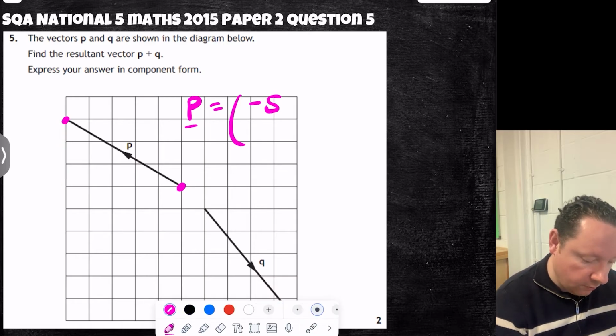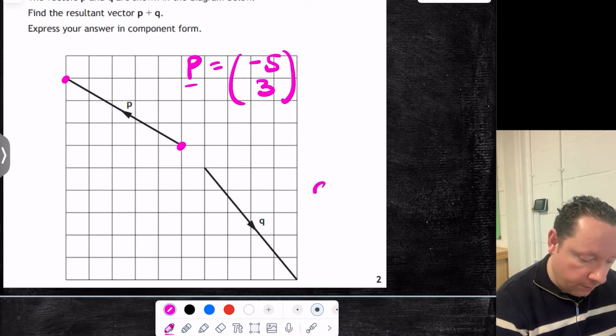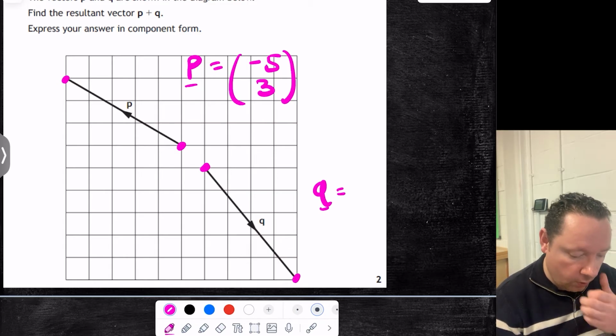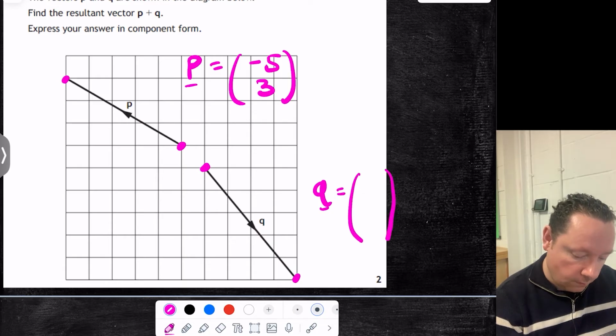So that's positive 3. So there's my P. Doing the same for Q. So Q, remember, starts here and it's going down to here because of the arrow. So you always go along first and then down.